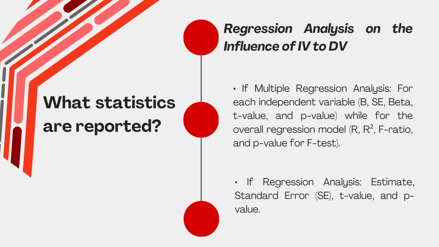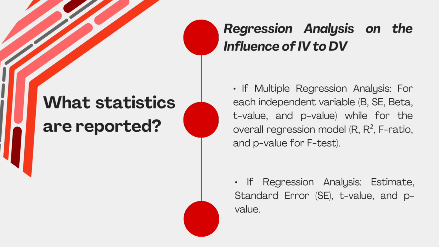The fourth is t-value, a test statistic used to determine if the B coefficient is significantly different from 0. The purpose of this is to help decide if the independent variable significantly predicts the dependent variable. Lastly, p-value for t-test. The probability that the observed effect, the t-value, happened by chance if there is actually no real effect. The purpose of this is to determine statistical significance of each independent variable, usually compared to 0.05.